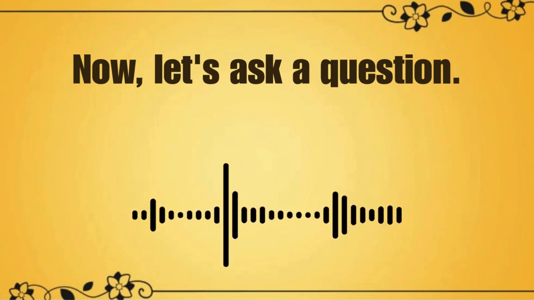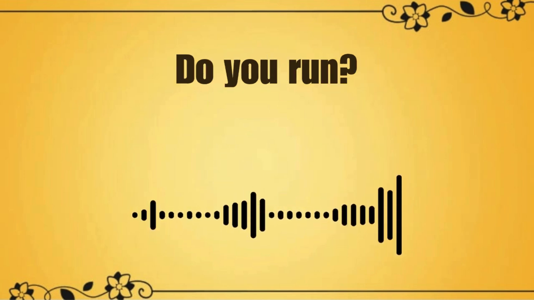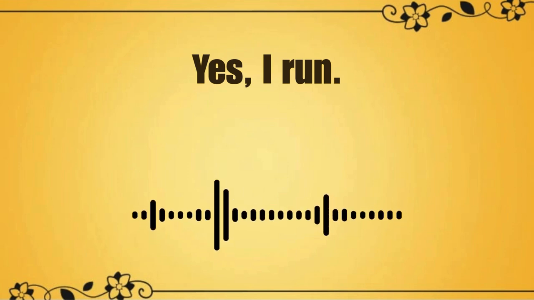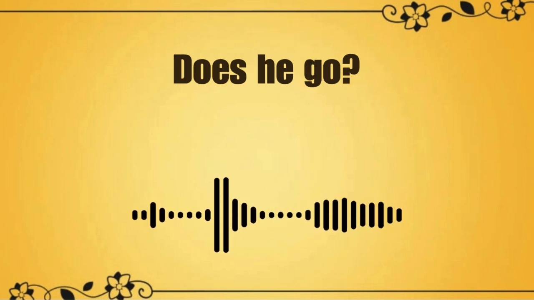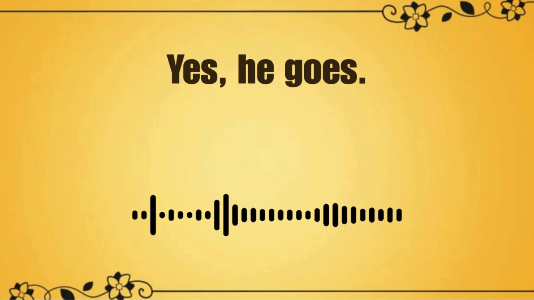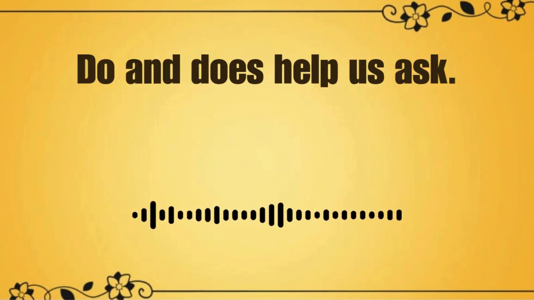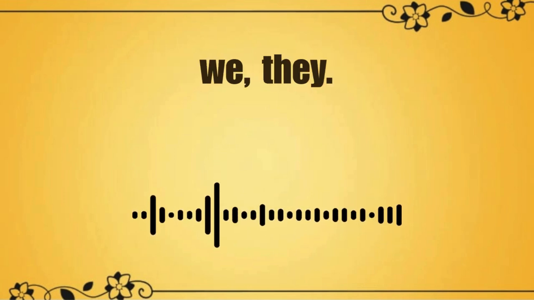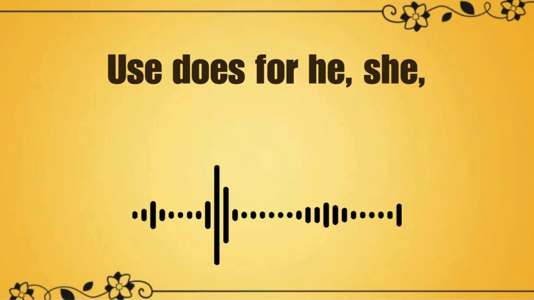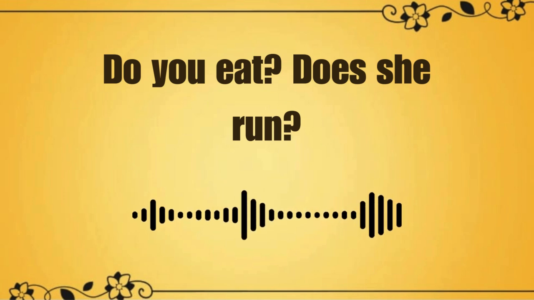Now, let's ask a question. Do you run? Yes, I run. Do they eat? Yes, they eat. Does he go? Yes, he goes. Do and does help us ask. Use do for I, you, we, they. Use does for he, she, it. Do you eat? Does she run?